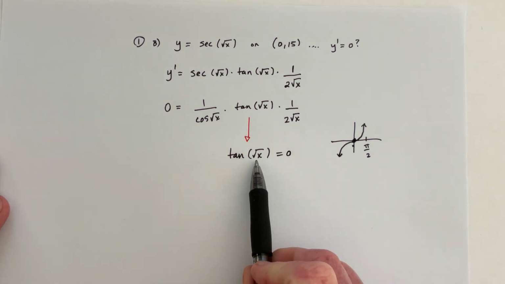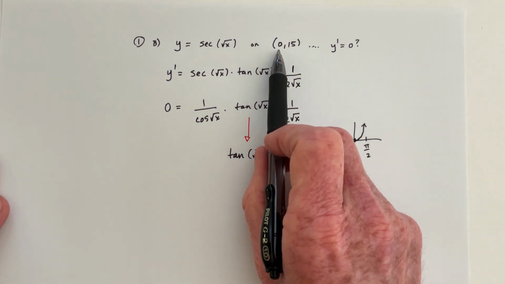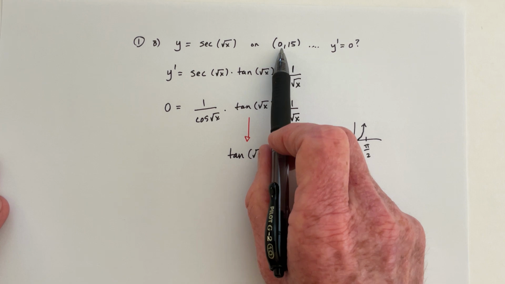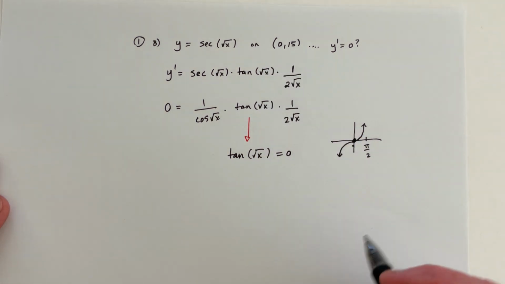And then if you take this square root of x and put it equal to 0, that means x equals 0. But in the directions, it said do not include 0. Find a number between 0 and 15, not including 0, not including 15, but between.